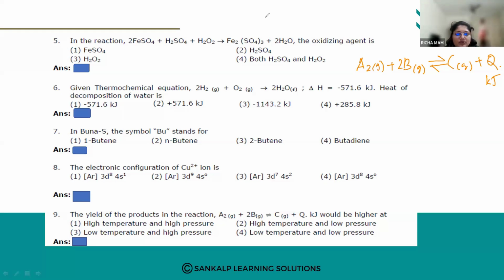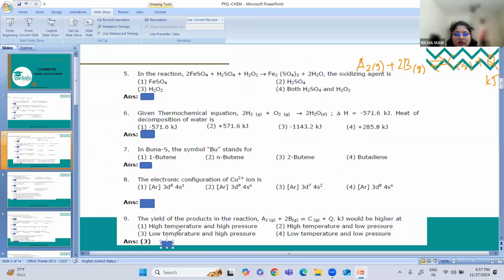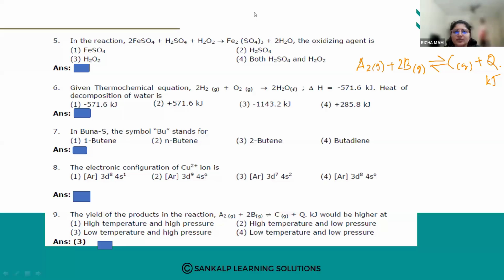Others? So the answer is the third one, low temperature and high pressure. Why? What will be the reason? Sanjeevni Vandana have answered as well. The yield of the products in the reaction A2 plus 2B gaseous in equilibrium giving you C gaseous plus Q kilojoules will be higher at low temperature and high pressure.